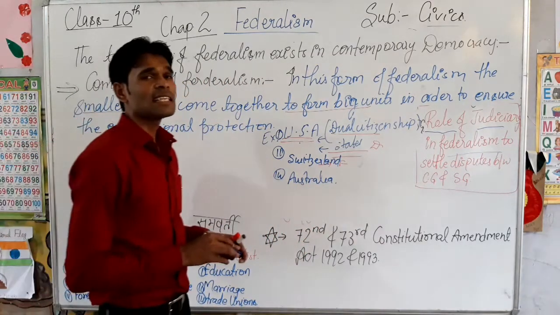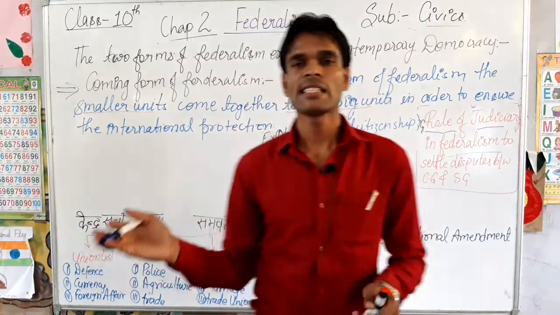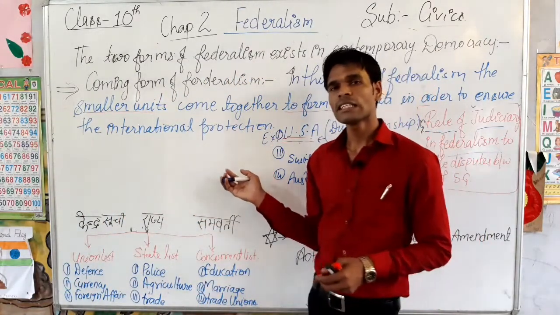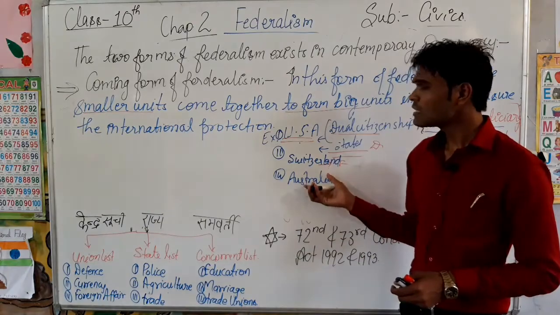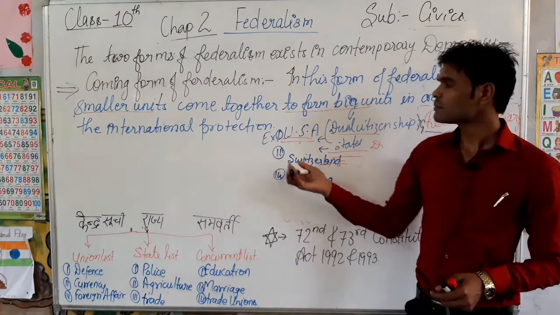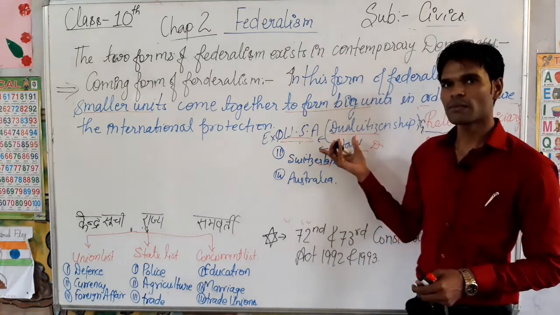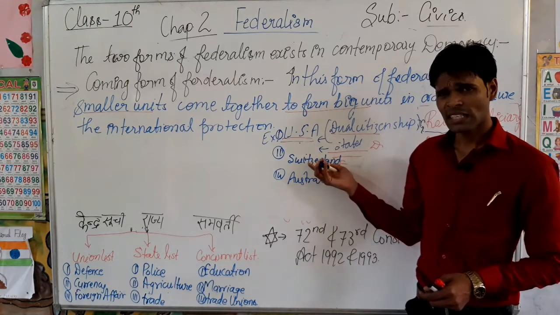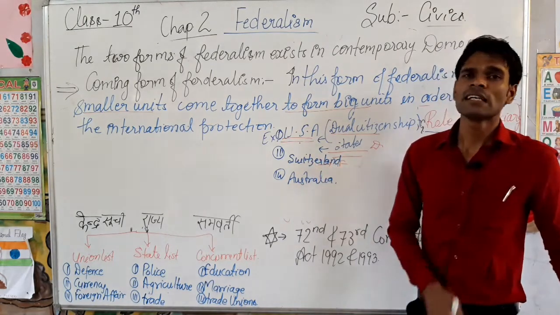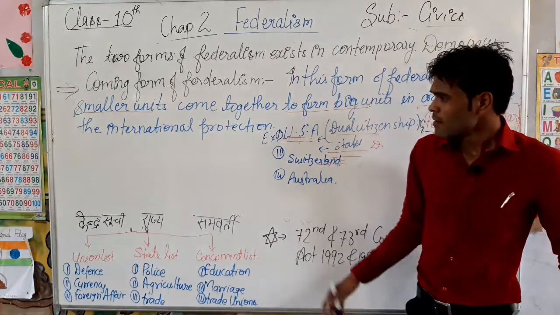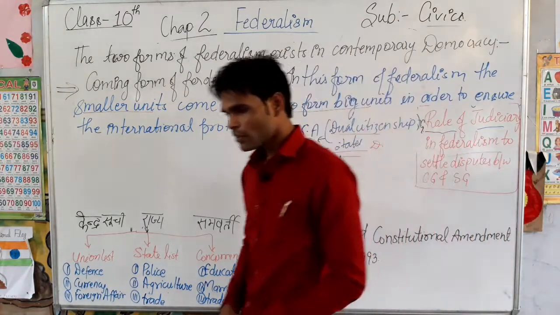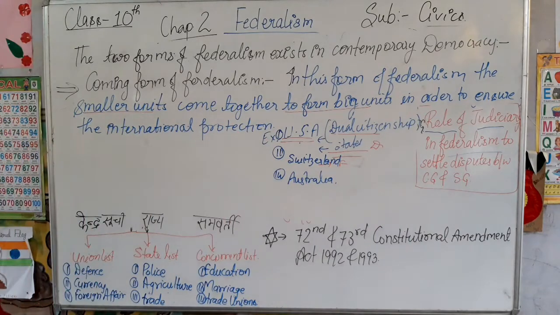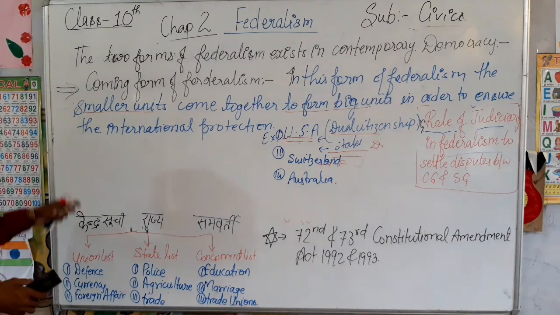You know, Australia is not a country, Australia is a continent, we say. It is a continent, but different states come together to form a federal form of government, a federal state. Sometimes we say Australia is a country. Now coming to the next point, the holding together form of federalism. Should I erase it? I hope you all have written.